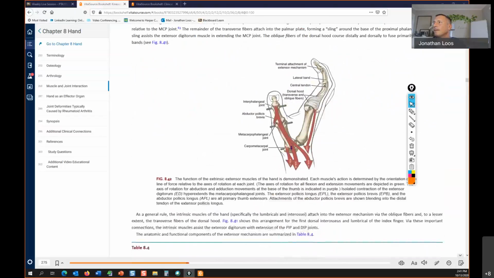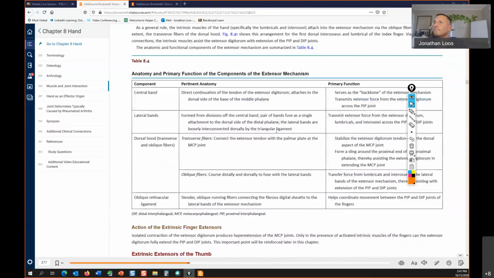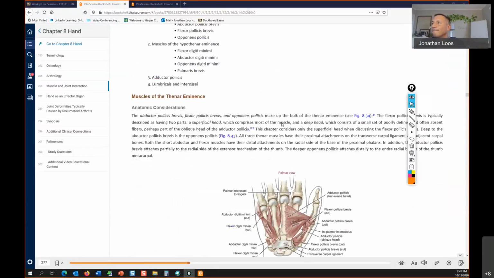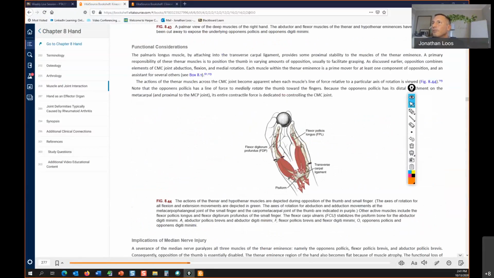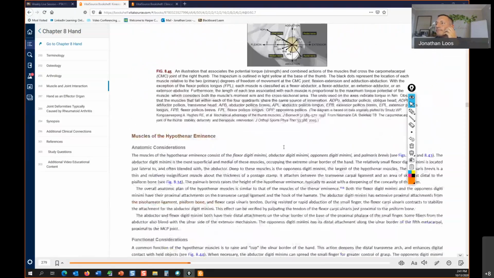Here, extensor pollicis longus and extensor pollicis brevis, that's the anatomical snuffbox. It's a meaningless thing, but just know the tendons go there. Maybe it's important to someone, but I don't know. Here's your pinch grip. And here you get that opposition, the hands coming closer together, the thumb coming towards the pinky. I think that's it.